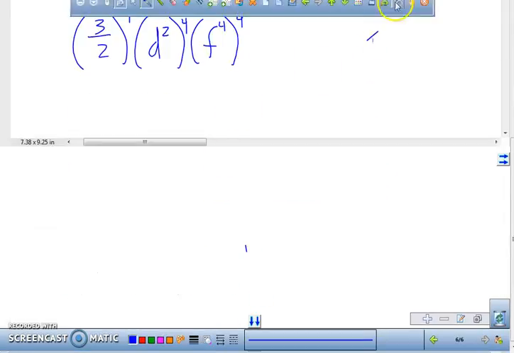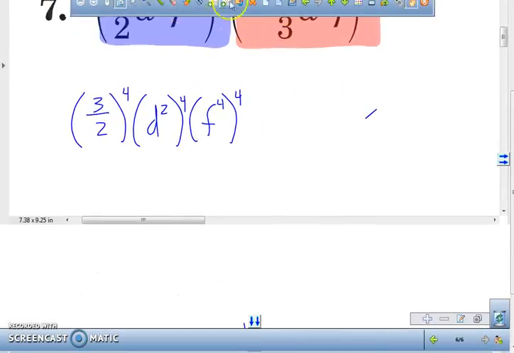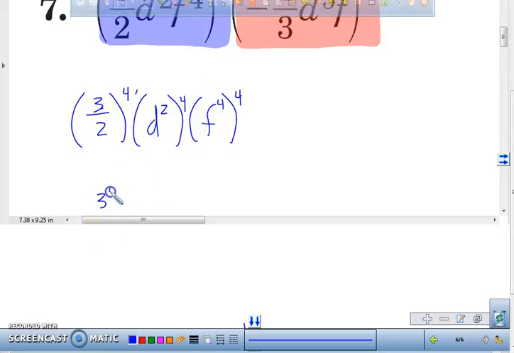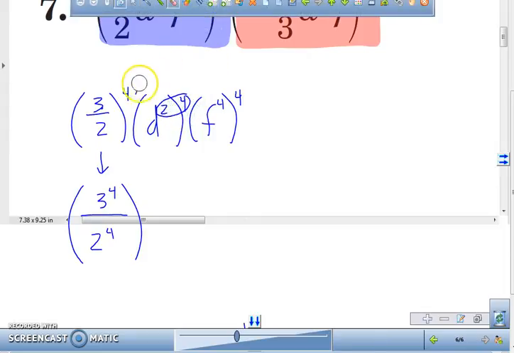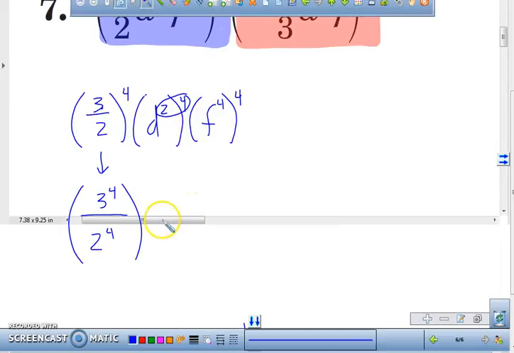Now I'm going to go down right here. 3 to the power of 4 is actually 81, but I'm going to leave it as 3 to the power of 4 over 2 to the power of 4. So this right here becomes 3 to the power of 4 over 2 to the power of 4. D squared raised to the power of 4, this is where you're allowed to simply multiply those together. So we're going to get D to the power of 8.